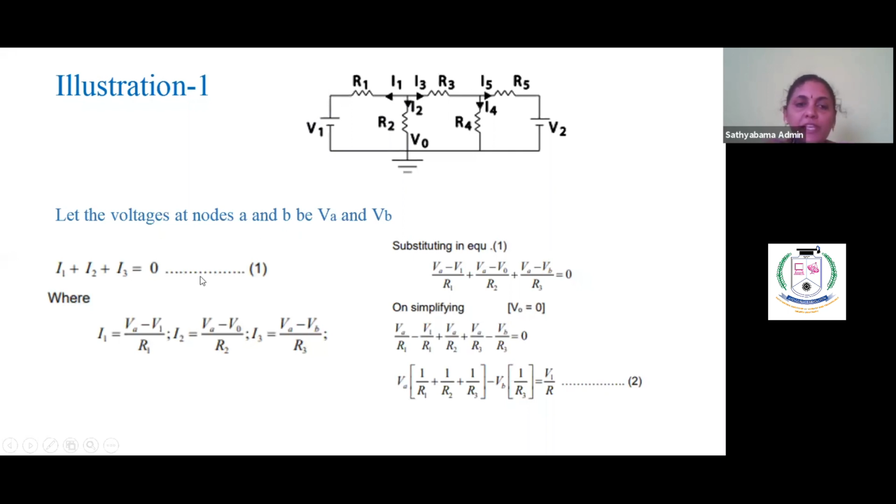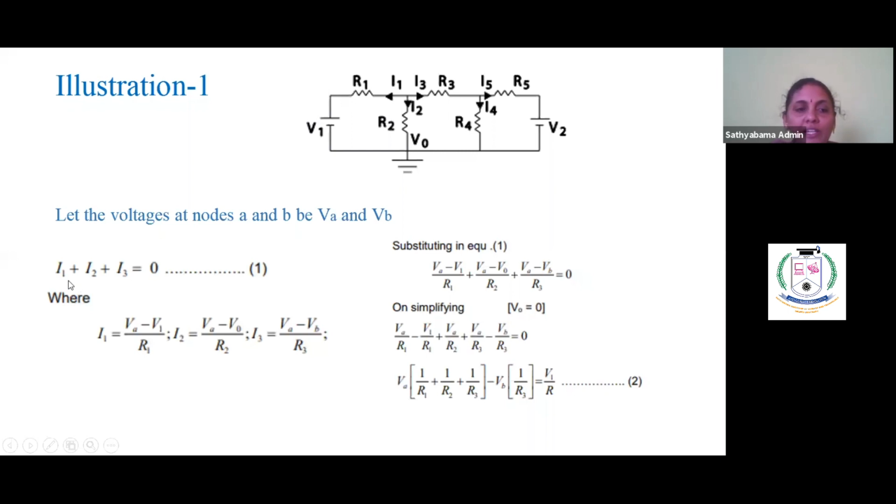Now based on Kirchhoff's current law, we write the equation considering the first node VA. If I see here, this is I1, I2, I3, right? Now all these currents are outgoing. So I will write it as I1 plus I2 plus I3 is equal to 0. According to Kirchhoff's current law, the sum of incoming currents is equal to the sum of outgoing currents. So the equation is written as I1 plus I2 plus I3 is equal to 0.